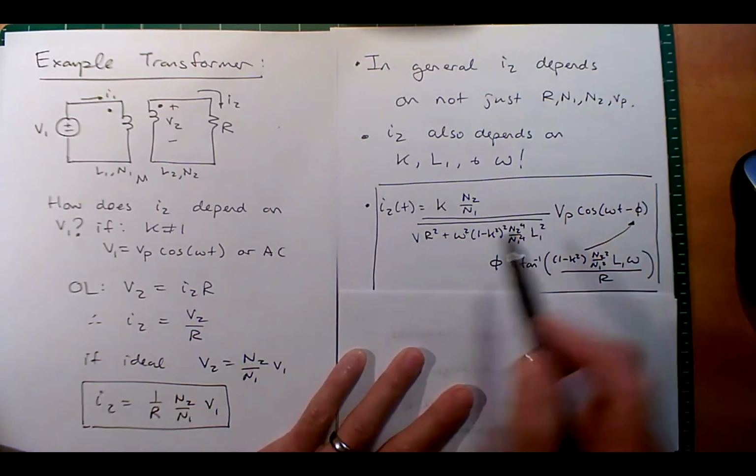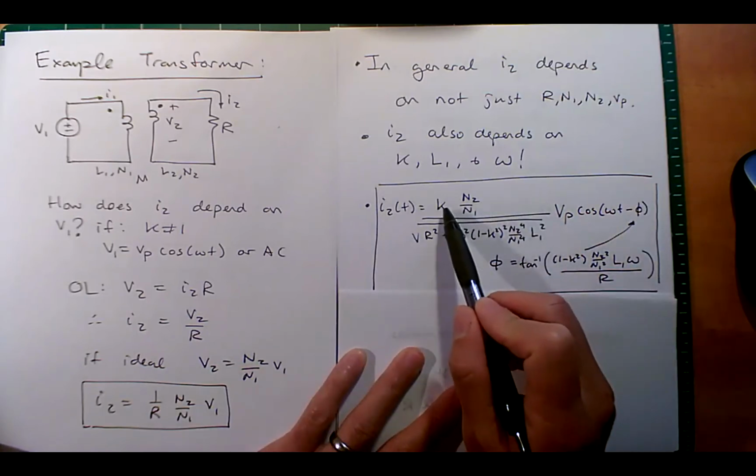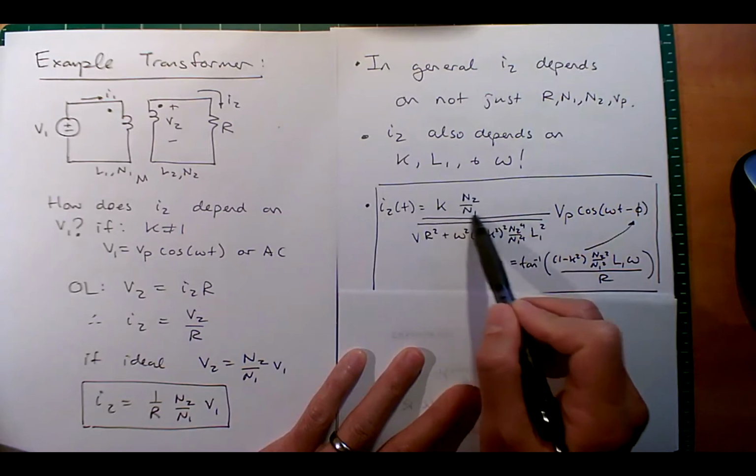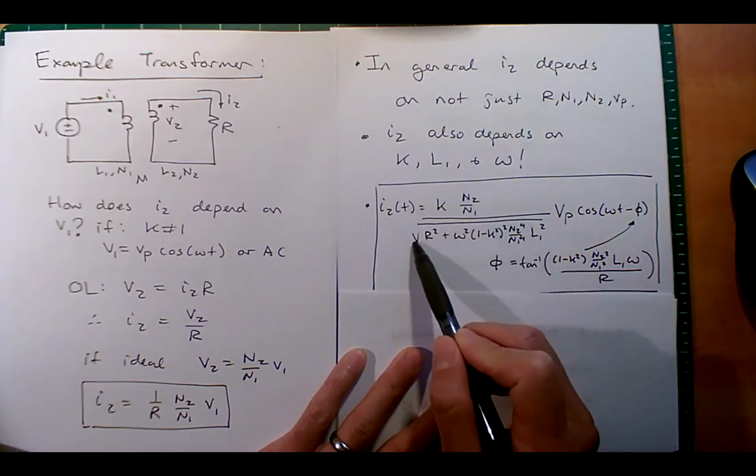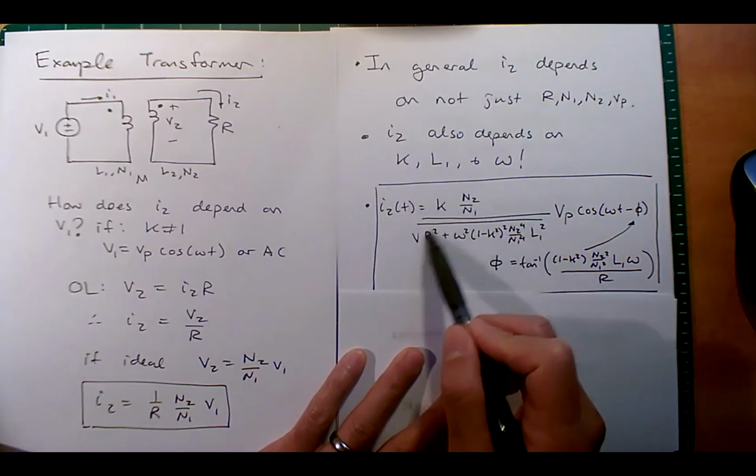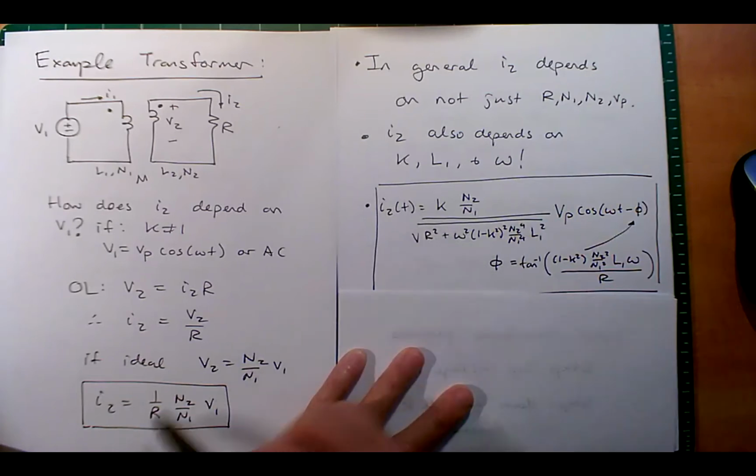Okay, so now we look closely at these terms. We have a k, a gear ratio or a transformer ratio. Weird, square root R squared. Oh, okay, so the units are going to be just 1 over R. That's looking very close to this.